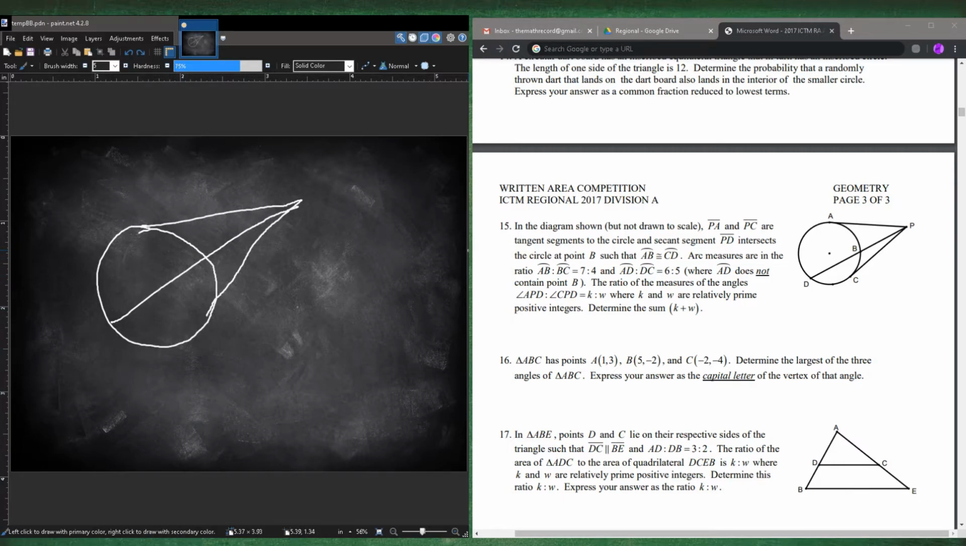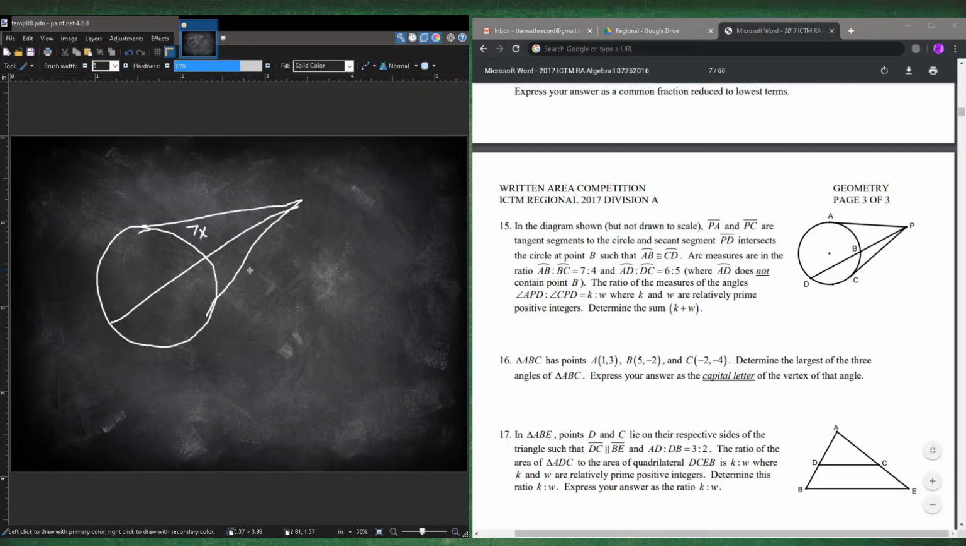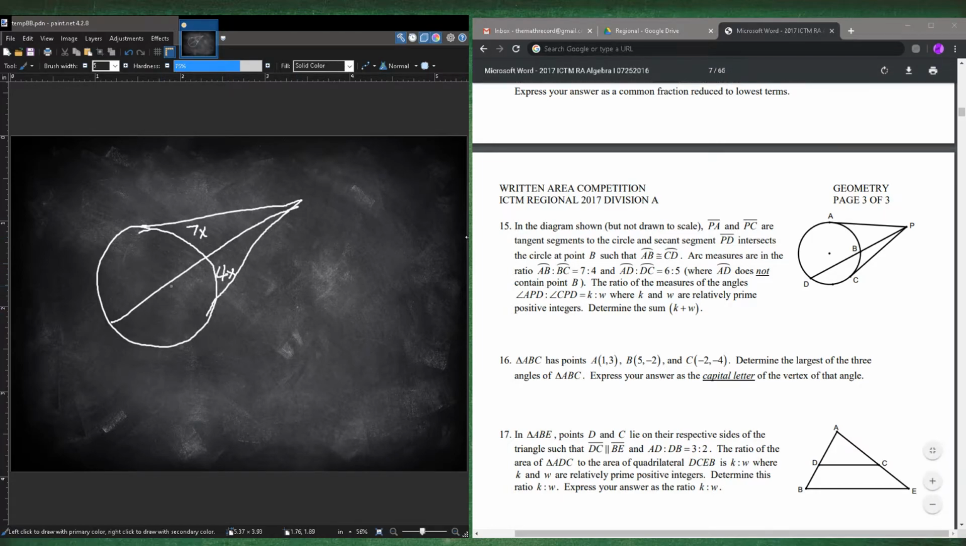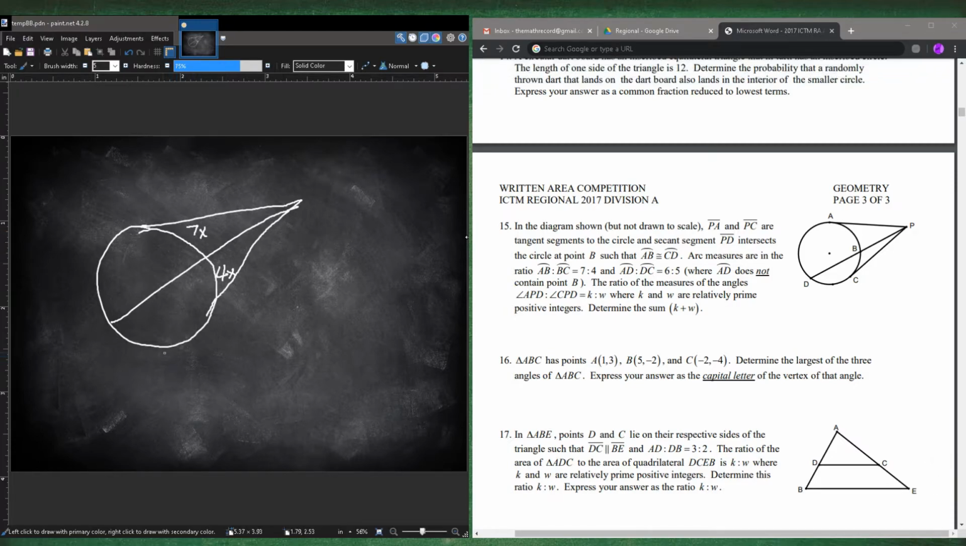So they say that AB to BC is in ratio 7 to 4. So this is 7x to 4x, right? I put the x there so we could continue the ratios. But remember, it said that AB is equal to CD, right? So if this is 7x, this is also 7x.